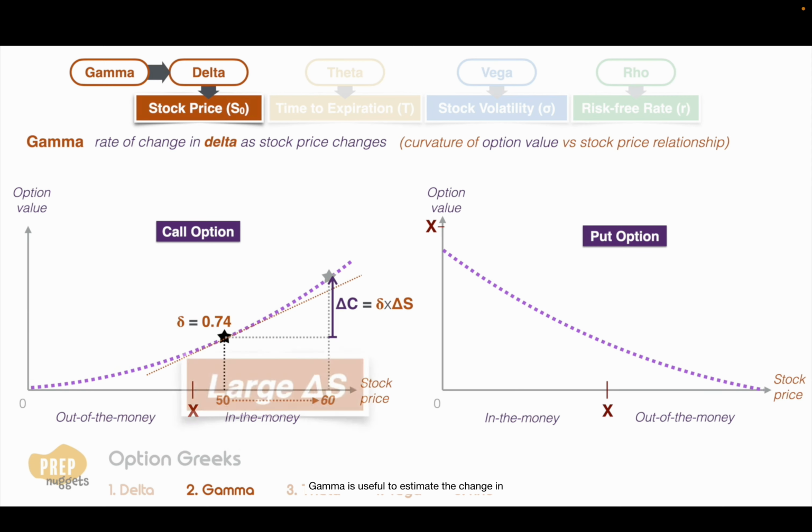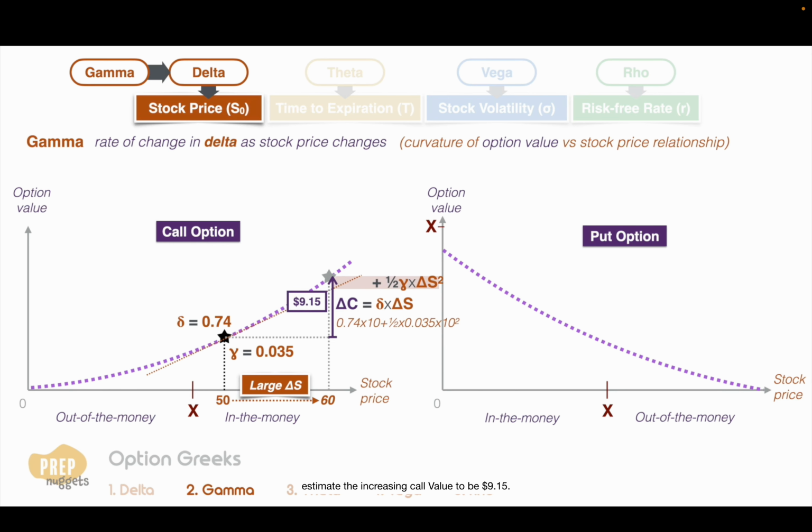Gamma is useful to estimate the change in option value due to a large jump in stock price. We just need to add on this convexity term, which estimates this portion of the change in option value. You may find this somewhat familiar, as it is similar to how convexity improves the estimate of change in a bond's price in response to a change in interest rate. So, for our example, let's say gamma is 0.035, we can estimate the increase in call value to be $9.15. If we had only used delta, the estimated increase of $7.40 would be rather inaccurate. This same formula can be used for calculating the value of a put option as well.